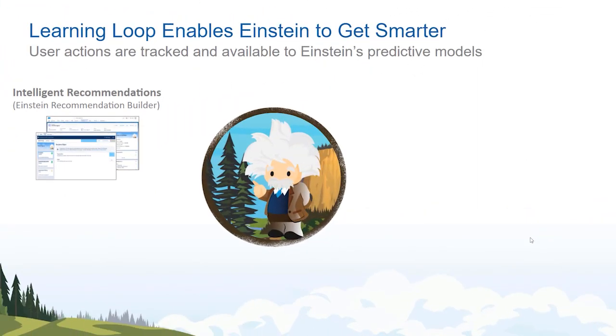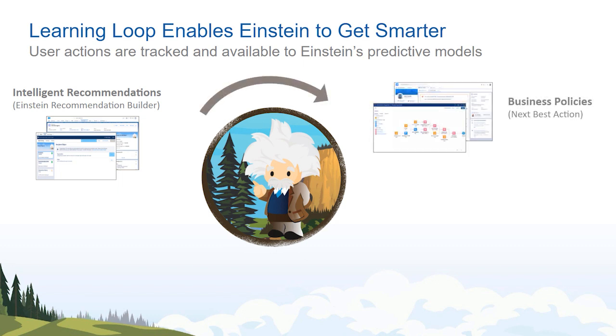Here's how it works. Building an Einstein recommendation starts with data stored in your Salesforce CRM. Einstein identifies similar customers by analyzing thousands of data points and attributes from your data, such as revenue and industry, to come up with intelligent recommendations.